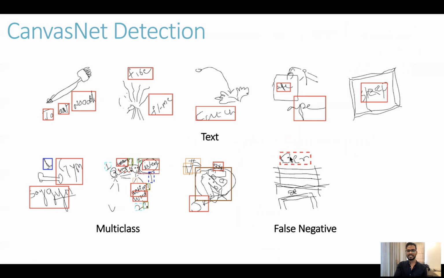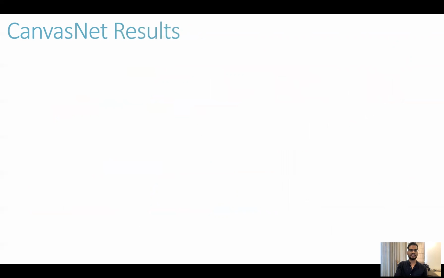So in this case, band should have been detected by CanvasNet, but it was not. That's why it was categorized as a false negative. And in this case, these dotted rectangles are detected by CanvasNet, and they're not part of any atypical sketch content. That's why these are false positives.